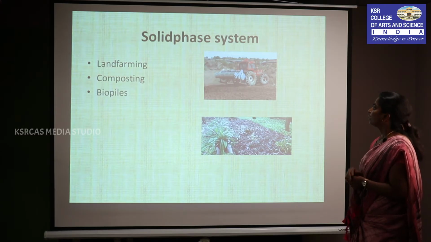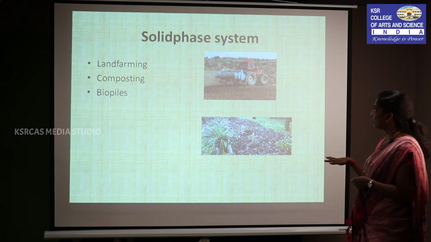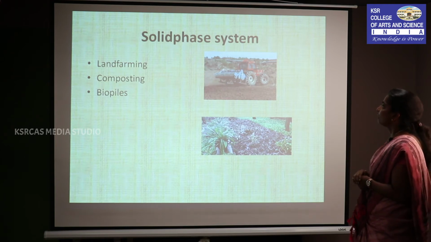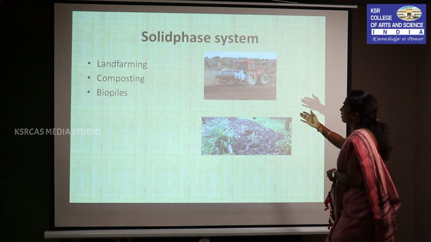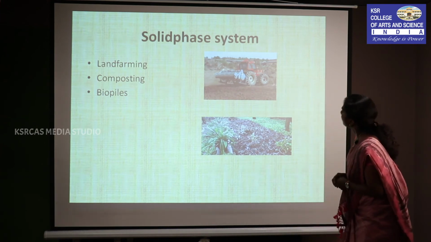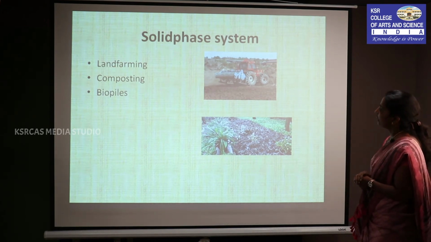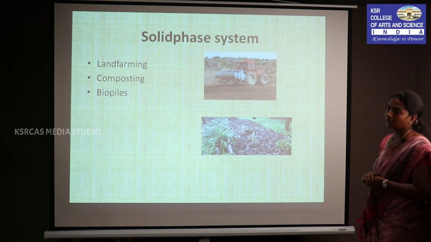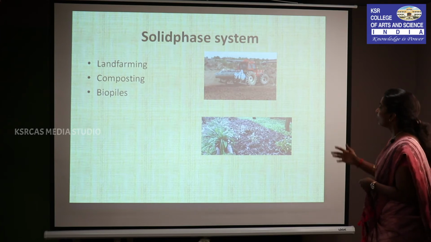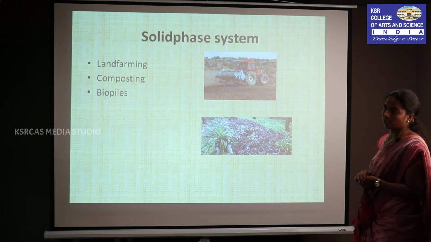In land forming, the contaminated soil will be dug up and spread over as a bed, and it will be tilled until the degradation process is carried out. It is the process in which land forming takes place, and then tilling of soil is carried out to remediate the contaminant in the soil. Then the second one, composting. Composting is nothing but conversion of waste material into useful material. Here the organic waste, the agricultural waste, is subjected to composting.